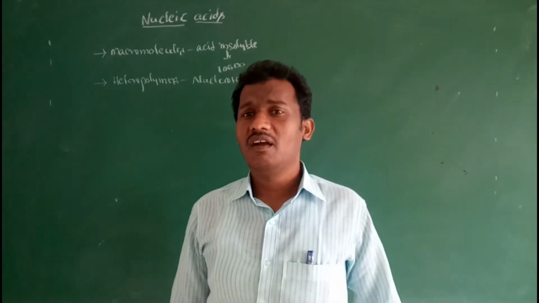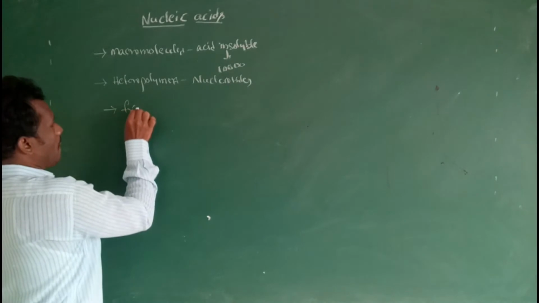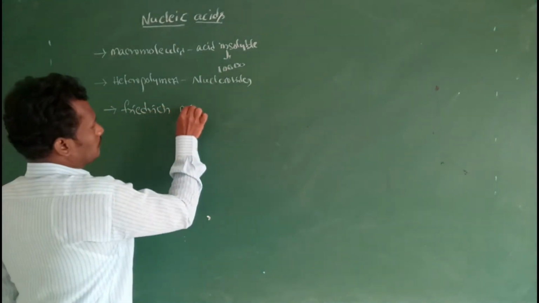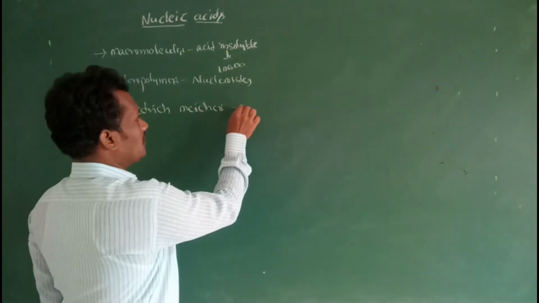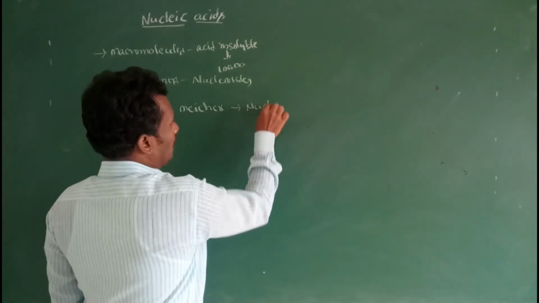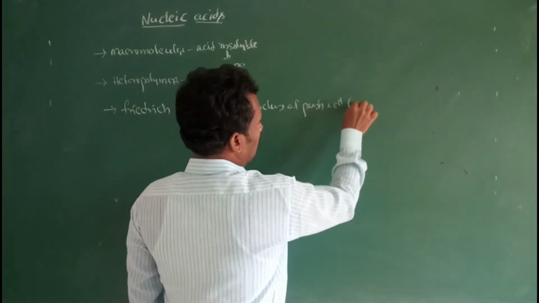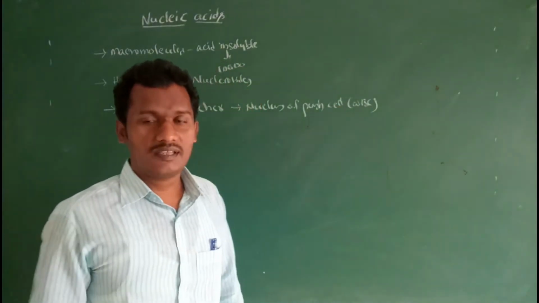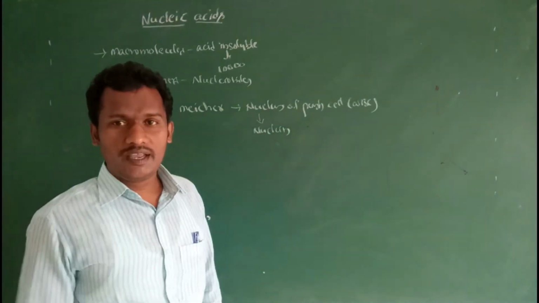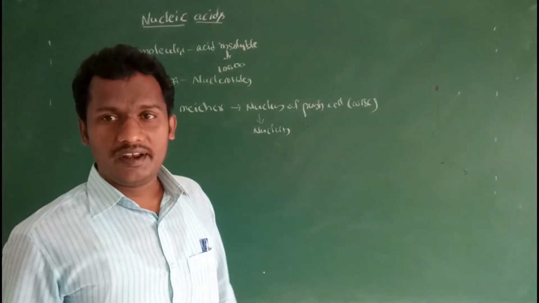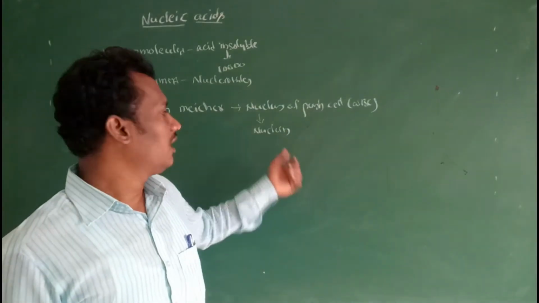Nucleic acids were first discovered by Frederick Miescher, a scientist, in the nucleus of white blood cells, WBC. He called it nuclein.